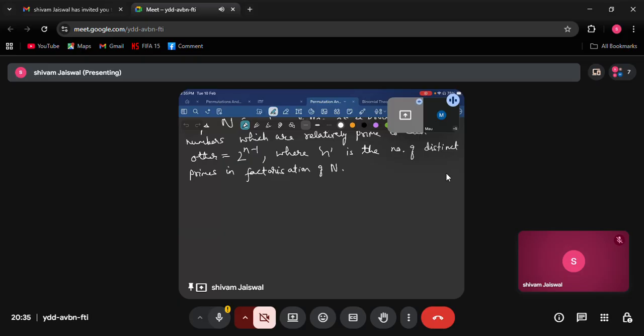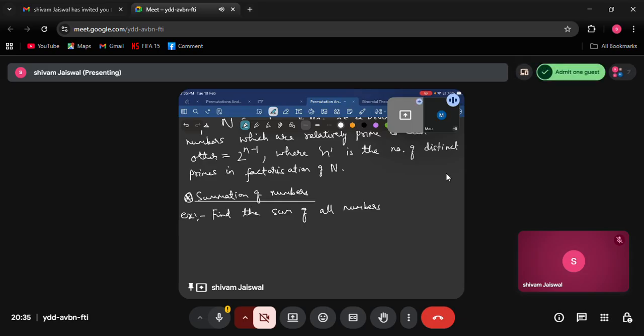Today we are going to discuss summation of numbers. Okay, so let us start. Summation of numbers. For example, find the sum of all numbers greater than 10,000.